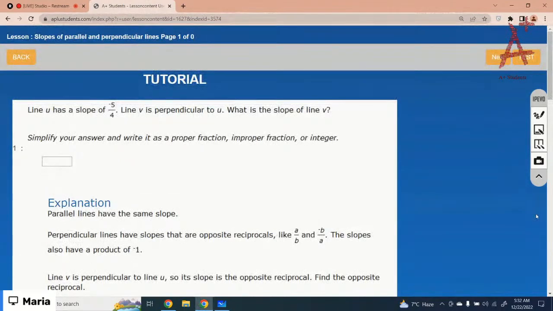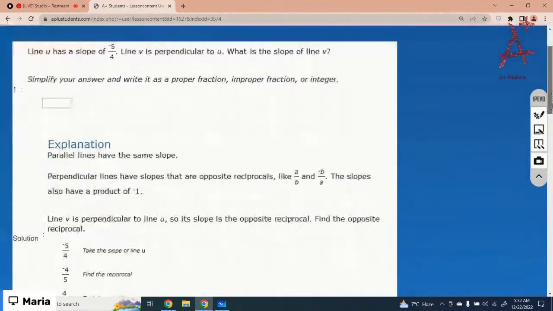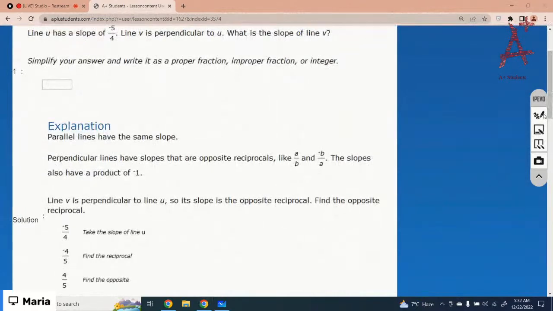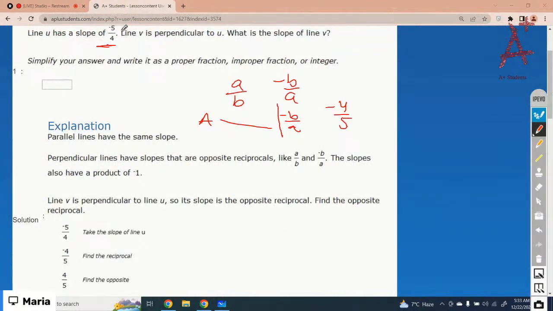Oh, sorry, the slope is negative 5 by 4. So negative and negative makes positive. Okay, the slope of the line is negative 5 by 4. So it would be then negative and negative is positive. So it would be 4 over 5. That is the slope of line V.